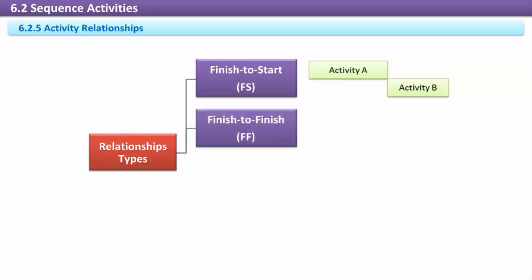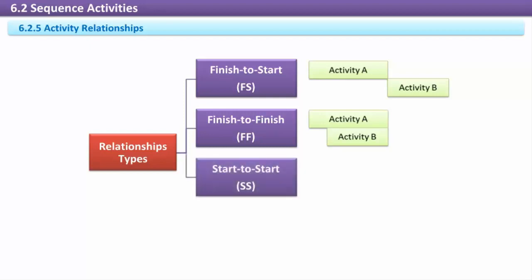Finish to finish, FF. The completion of the successor activity depends upon the completion of the predecessor activity. Activity B can't finish until activity A is finished. This relationship is necessary when both activities need to finish at the same time or very close to each other, but there's not any relationship between the activity start dates. For example, in order to be ready for binding, the cover of a book needs to be completed around the same time as the printing of the book pages is done.